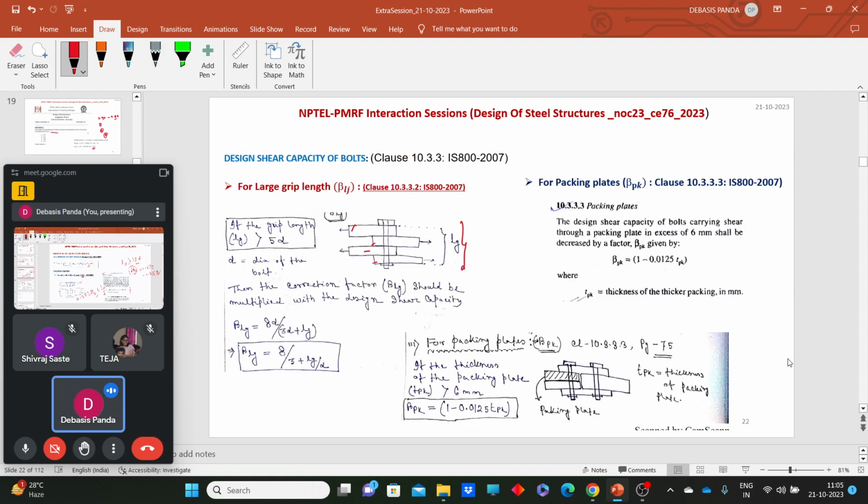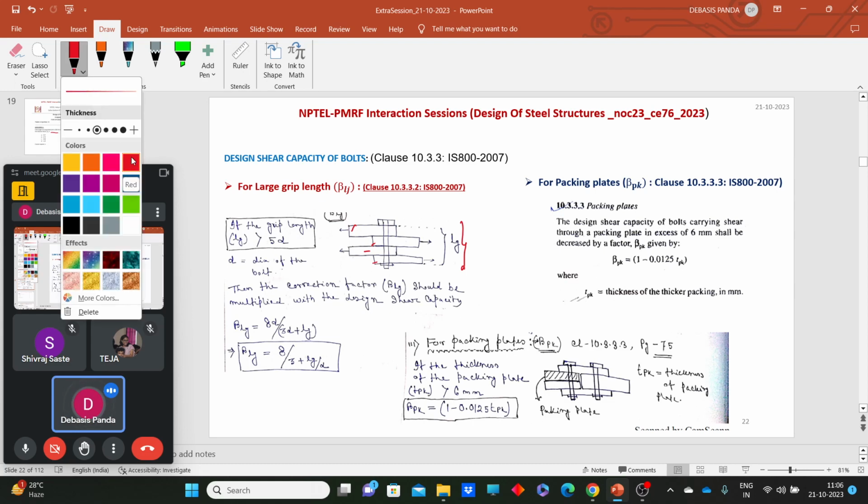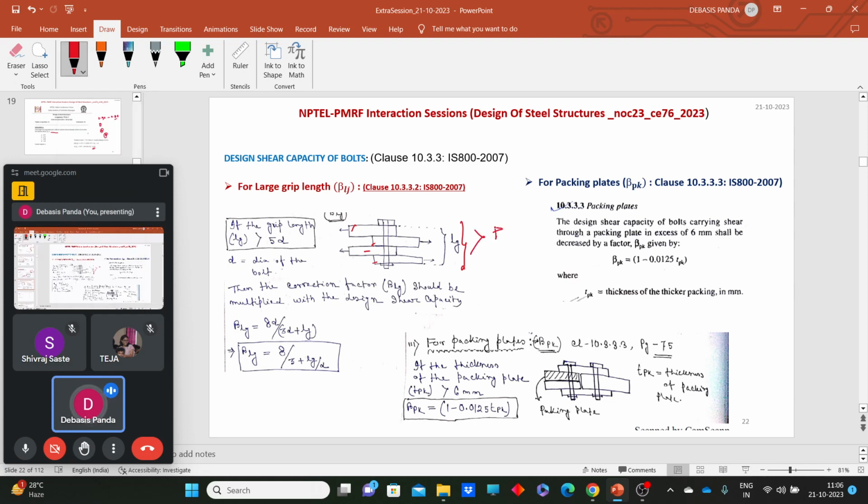And grip length, this is the grip length. You just need to add the thickness of the plates or the members which are there within the connection, right? So here the code says if the grip length, that LG, is more than 5 times the diameter of the bolt, then we need to introduce that beta LJ. That means it's also a reduction factor or correction factor.